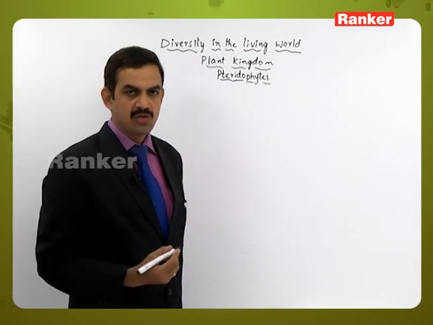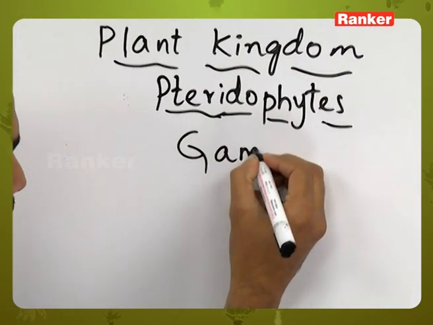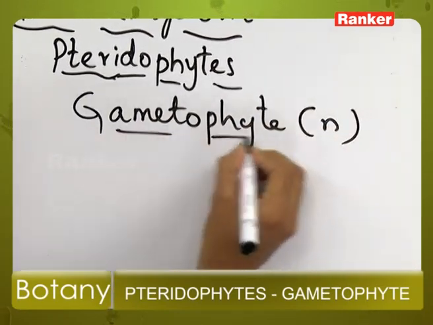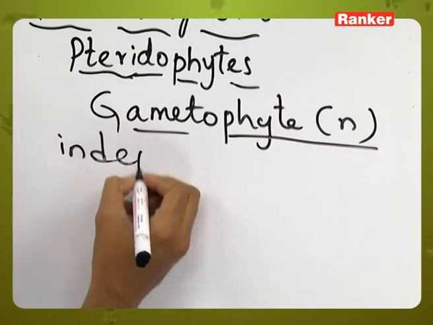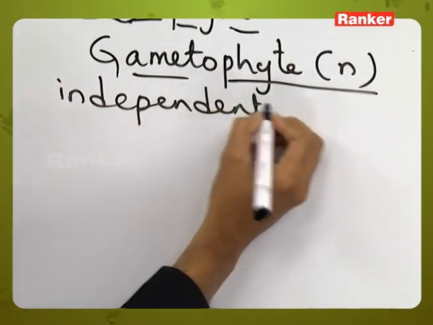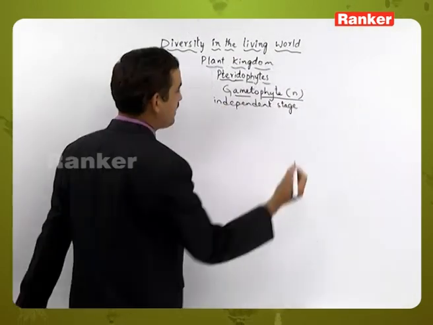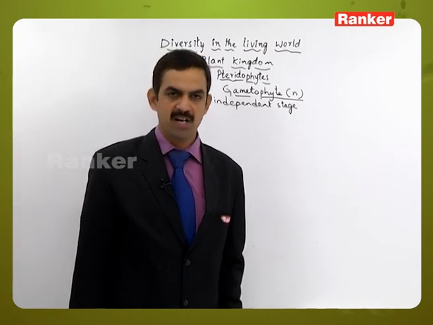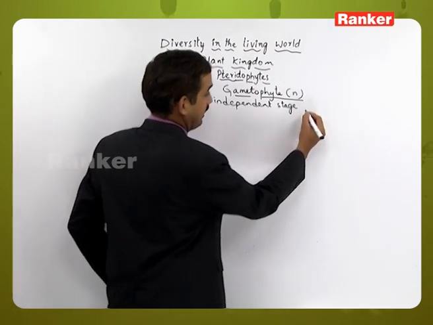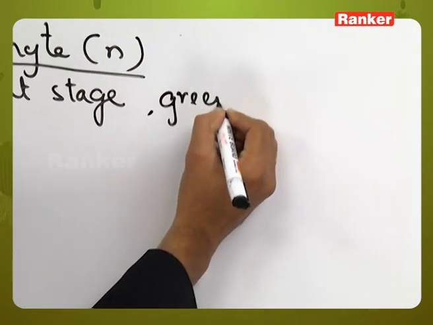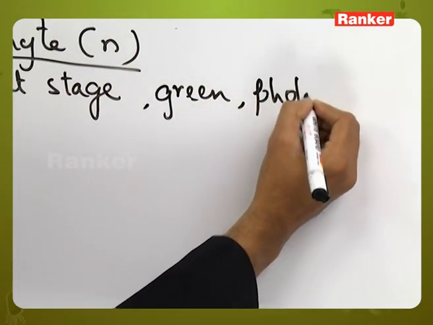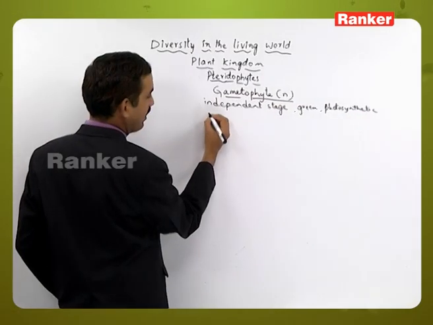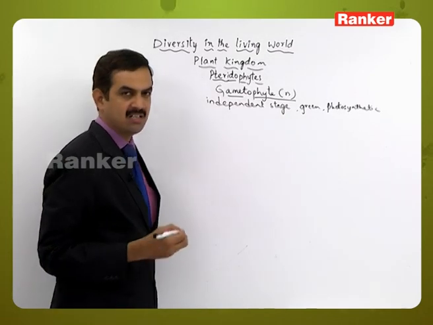Let us see the characteristic features of gametophyte in Pteridophyta group of plants. Here one special feature is that the gametophyte is also an independent stage. That means both the stages, sporophyte stage and gametophyte stage, are independent of each other, and this is also green and photosynthetic, which is made up of parenchyma cells as in the other plants.